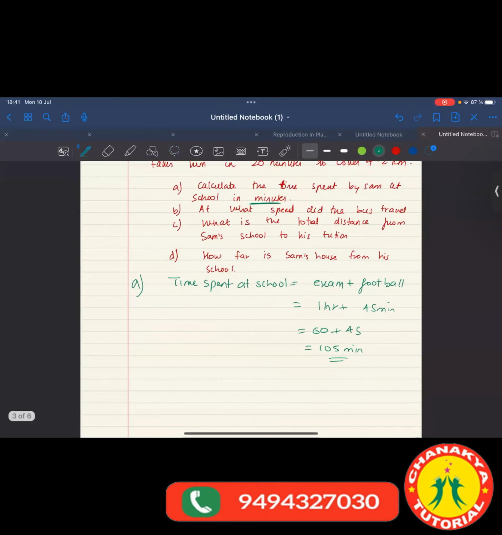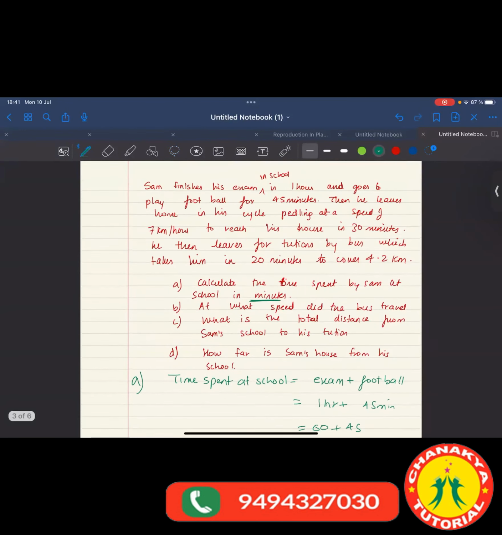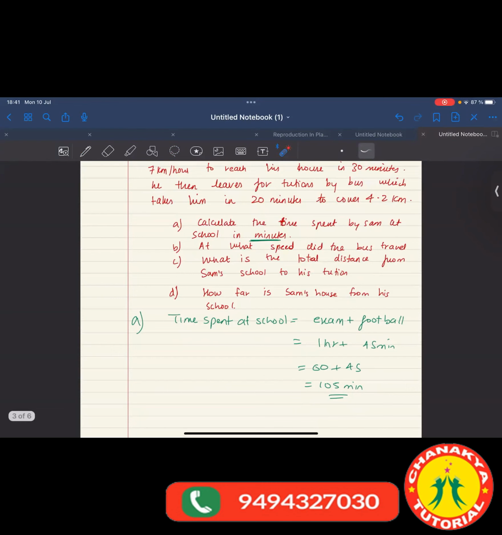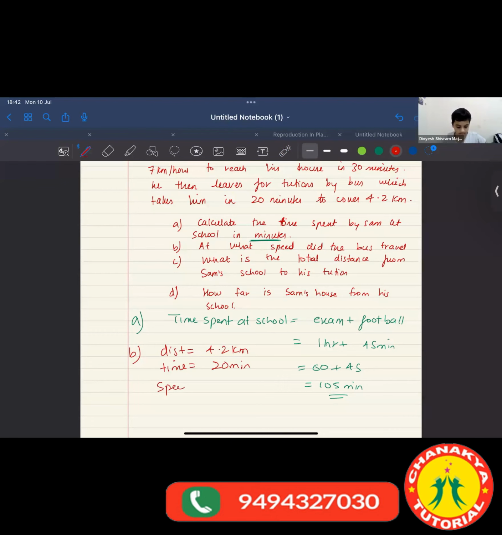Okay, so at what speed did the bus travel? Here, he leaves home through his cycle, so he's not using the bus over here. Here he leaves for tuitions by bus, which takes him 20 minutes and 4.2 kilometers. So we know that the distance is 4.2 kilometers and the time is 20 minutes. What are you supposed to find over here? We should find the speed. Speed equals to? Distance divided by time.